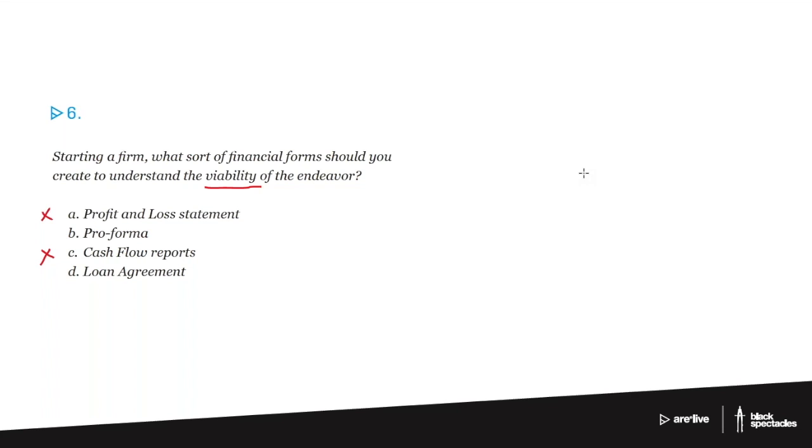If you're going to get a loan from somebody, they are absolutely going to want to see that document, because if you're getting a loan from somebody and they don't believe that you're a viable entity, then they're not going to give you that loan. So this is one of the ways that you would show people that you are actually a viable endeavor. So the answer is going to be B. You're going to do a pro forma.